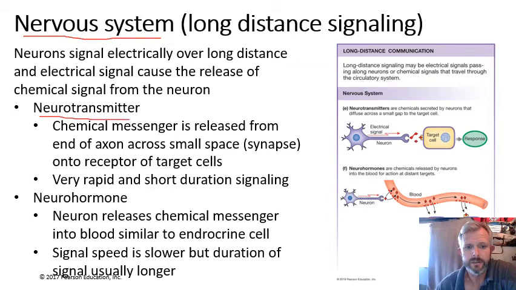Neurotransmitters are one of the molecules released into the small space, the synapse, across from the target cell. Some neurons, though, release chemicals into the blood, so they act very similar to an endocrine cell in that they release their chemical messenger out into the blood. That would respond similar to what a hormone would. It has to travel in the blood until it gets to the target tissue that has the correct receptor to respond to it. Usually slower, but the signal, like a hormone, is usually longer in duration.